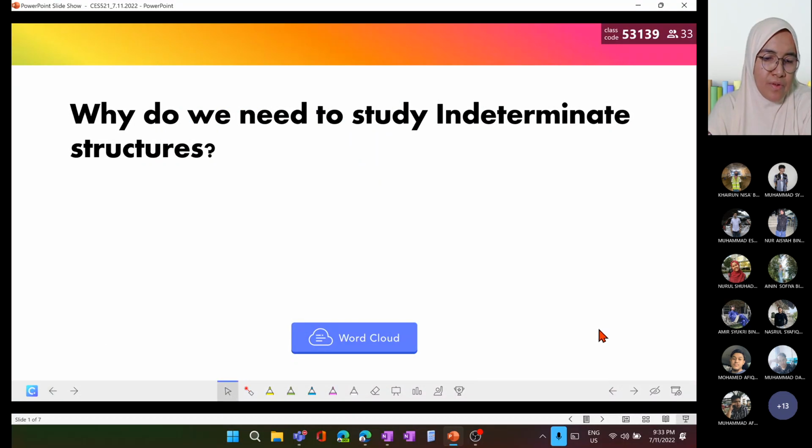The first question is: why do we need to study indeterminate structure? This is a word cloud. You just write your answer in your opinion. Why do we need to study indeterminate structure? Wait, I need to stop sharing and reshare again.